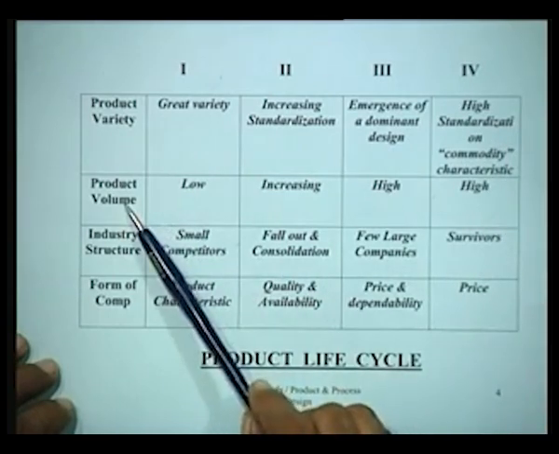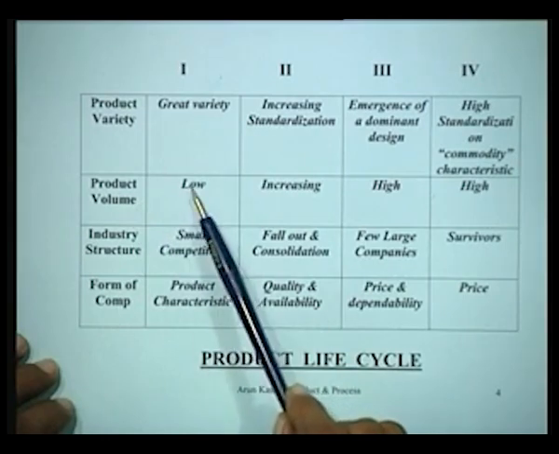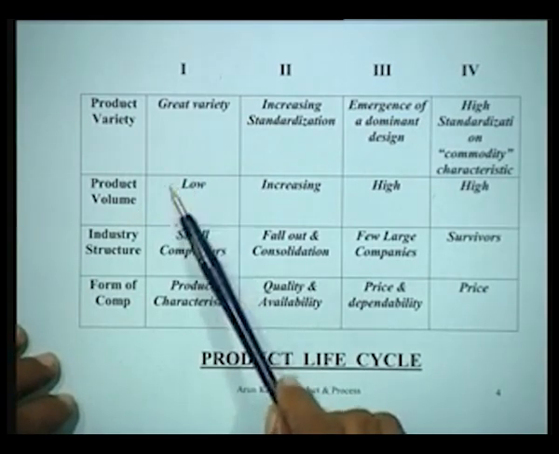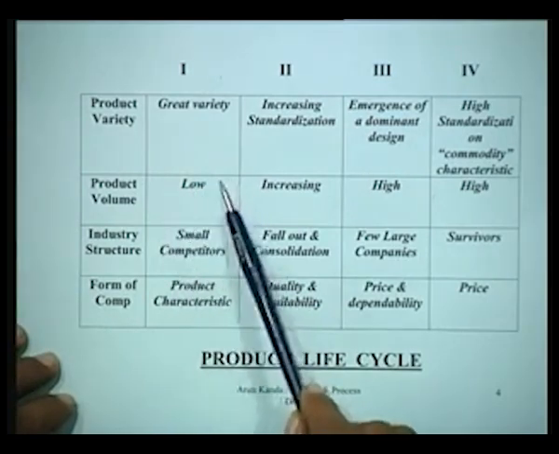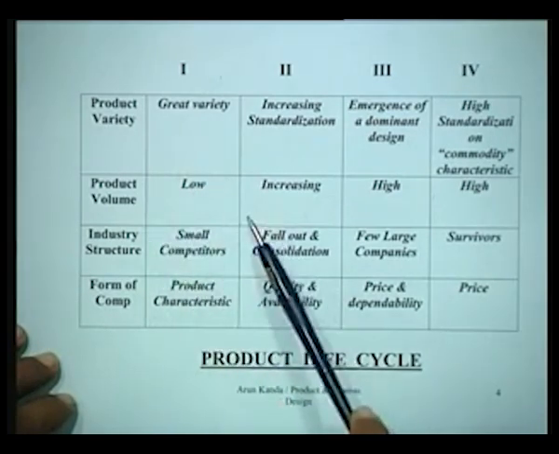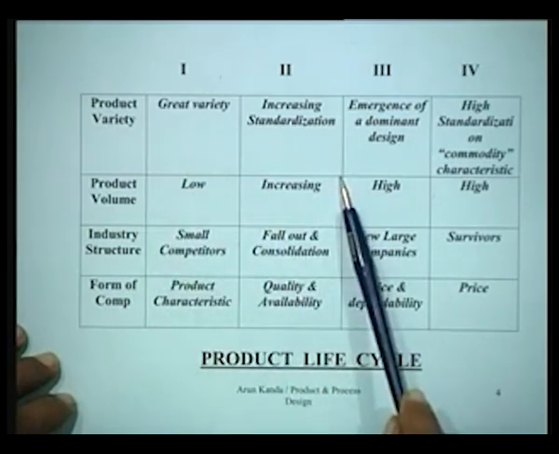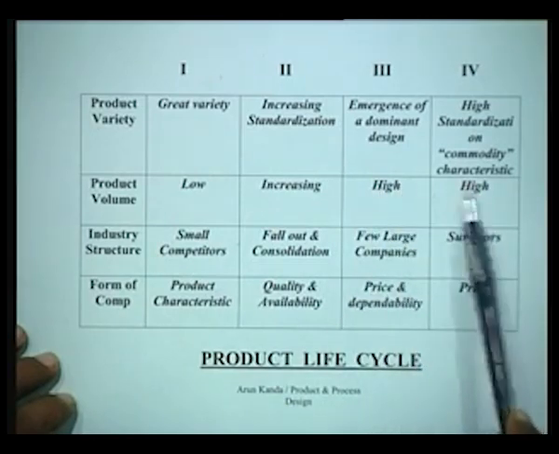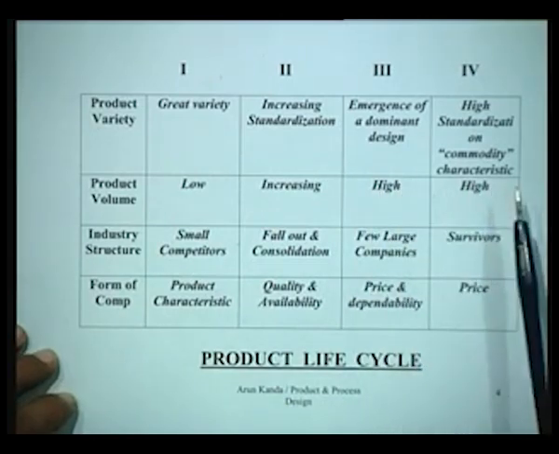Look at product volumes. As far as the product volume is concerned, it's low in the beginning because there is an initial reticence on the part of the customers to adopt new products, and therefore there is a low product volume. It generally tends to increase at the 2nd stage. It becomes high during the stage of maturity and remains high during the final stage.